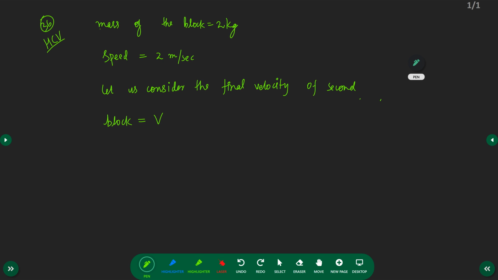That is equal to V. So we'll use the conservation of momentum equation, applying conservation of linear momentum.